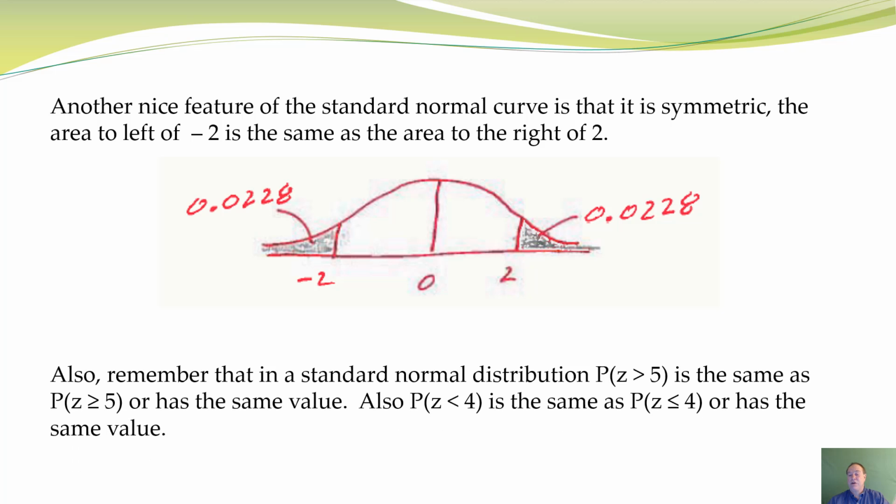Also remember that for the standard normal distribution, the probability that z is greater than 5 is the same as the probability z is greater than or equal to 5 and has the same value. This is because the probability z equals a value is always 0. That's why greater than and greater than or equal to have the same value. Also, probability z less than 4 is the same as probability z is less than or equal to 4. You're going to need to understand this when you use StatCrunch. StatCrunch does not have greater than or less than symbols. They just give you the option of less than or equal to, greater than or equal to.